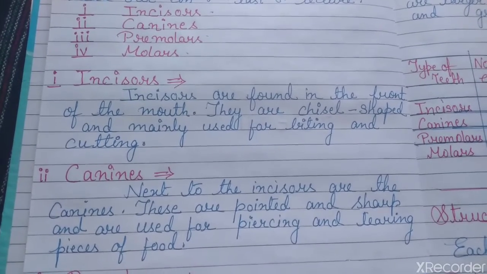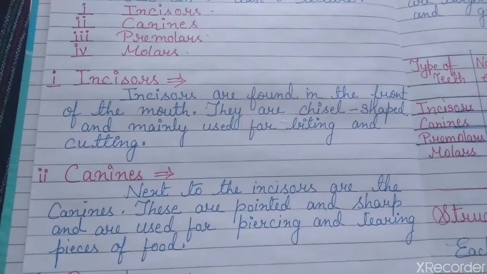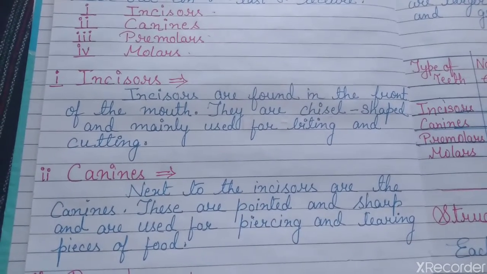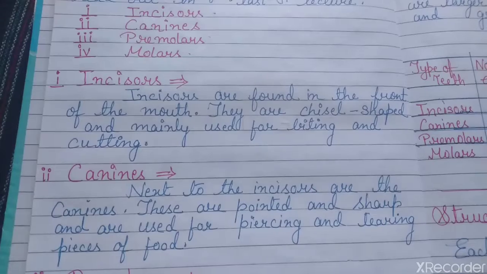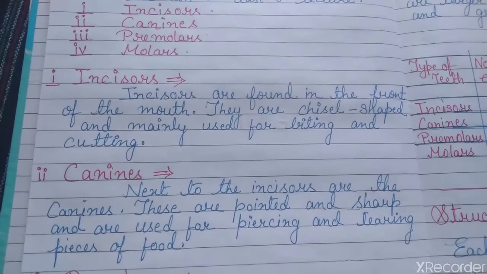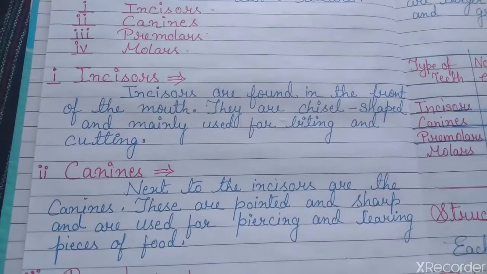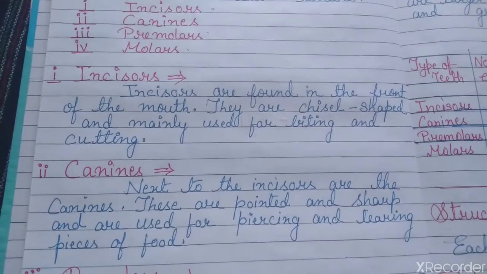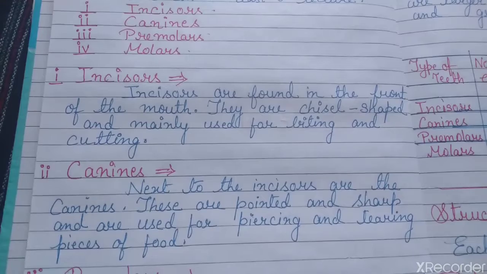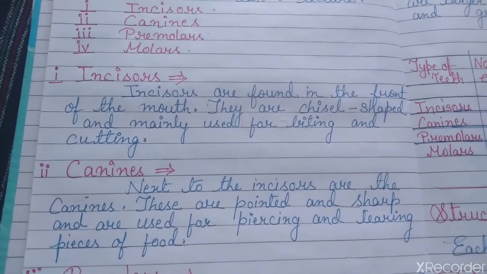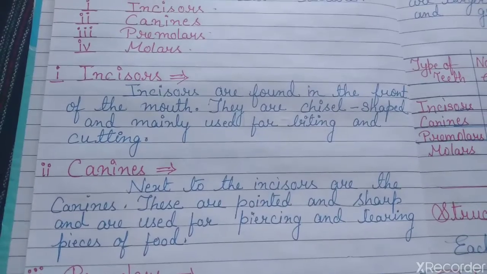Do you know incisors? What are they? Incisors are found in the front of the mouth. They are chisel shaped and mainly used for biting and cutting. So the function of incisors is, as we take in food, to bite and cut it, and they are found in the front of the mouth.